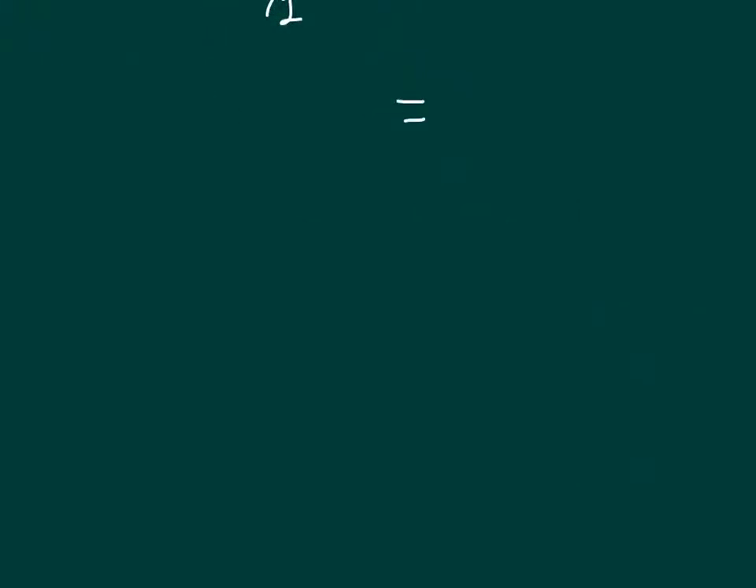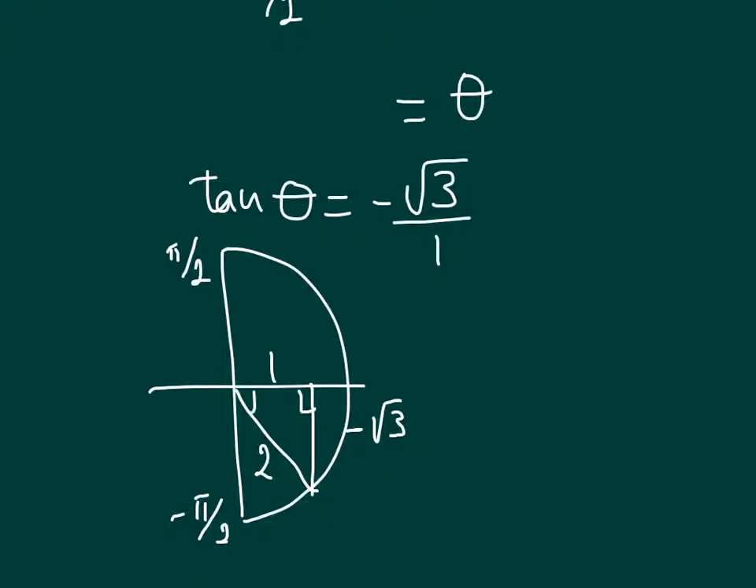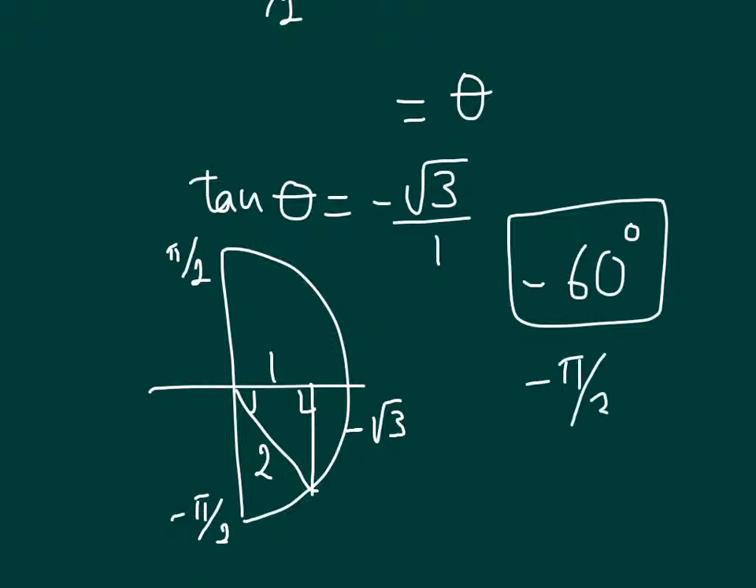Then part G. Arctan of negative rad 3. Call it theta. Tangent of what angle will give you negative rad 3? Now we know tangent has to be from negative pi over 2 to positive pi over 2. Since it's a negative angle, I'm going to go to quadrant 4. This is opposite over adjacent, or negative rad 3 over 1. As you can see, this is a 30, 60, 90. Negative 60 degrees would do, or negative pi over 3 will do, but you have to give me both answers.